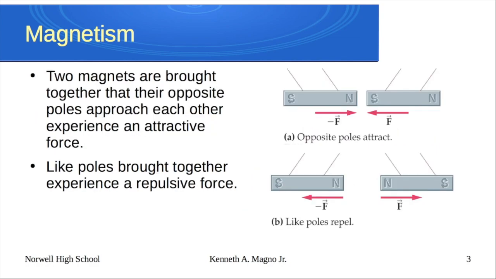Key thing about magnets is opposites attract, likes repel, just like with electric charges. So if I put a north pole near a south pole, they attract. Put a north near a north or a south near a south, they repel. So again, this is a key piece to understanding how magnets behave, how they're still related to electric fields and electric forces also.